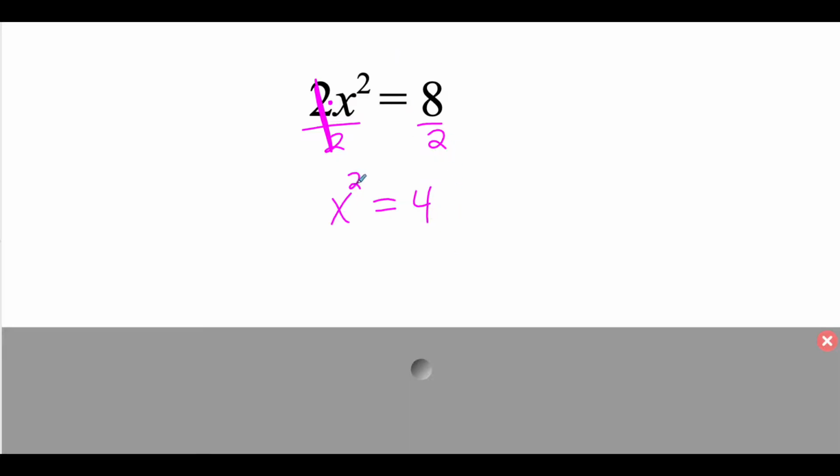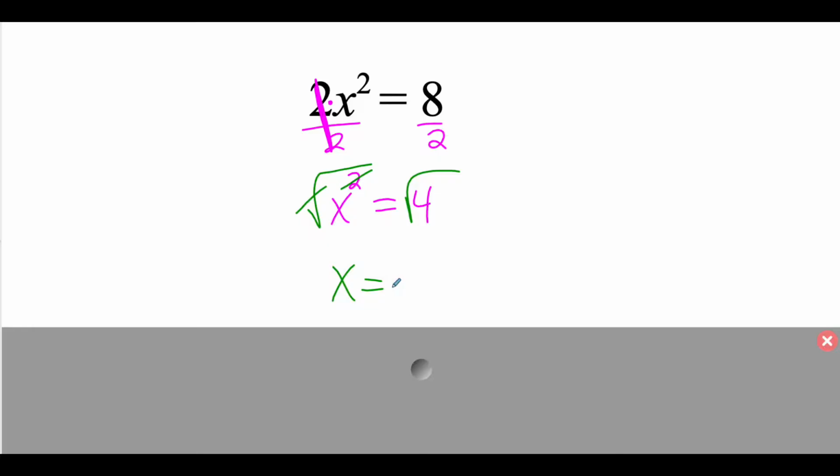Now I still need to get rid of that squared on my x, so this is where I'm going to use my square root. And again, whatever I do to one side, I also have to do to the other side. So on the left-hand side, the squared and the square root cancel out because they're inverses. So we just get x equals. And again, we want to think about the numbers that if we were to multiply them by themselves, we would get 4 as our answer.